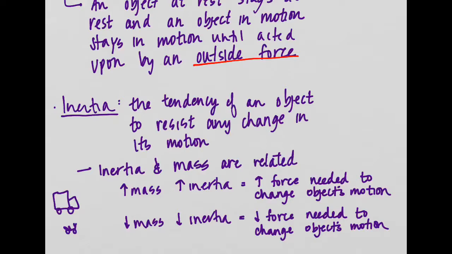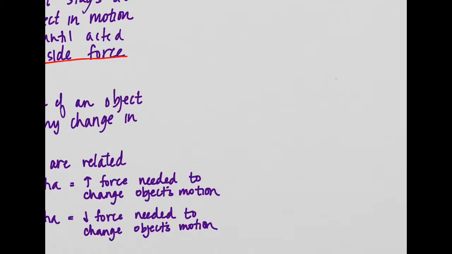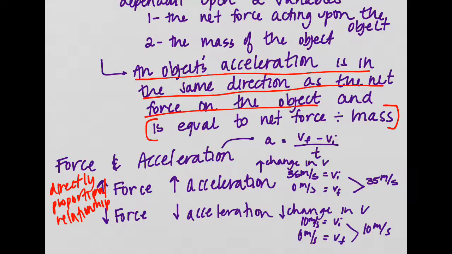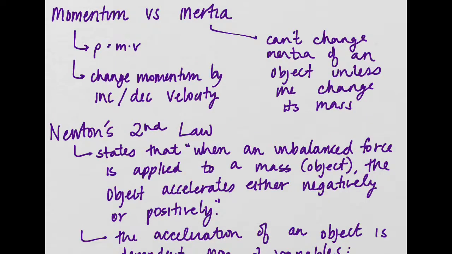And we need to talk about how inertia is different. Inertia is different from momentum. Here we go. Okay, so remember that momentum, this is the equation for momentum that we're going to see later also. And momentum is equal to the product of the mass and the velocity of an object.